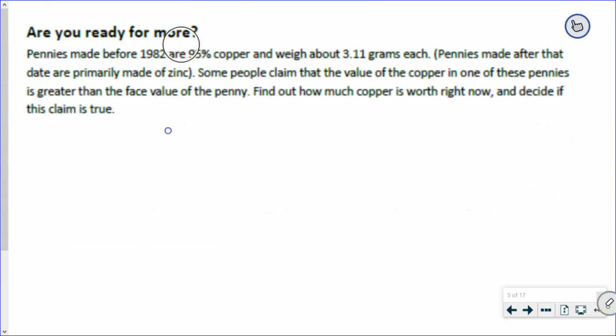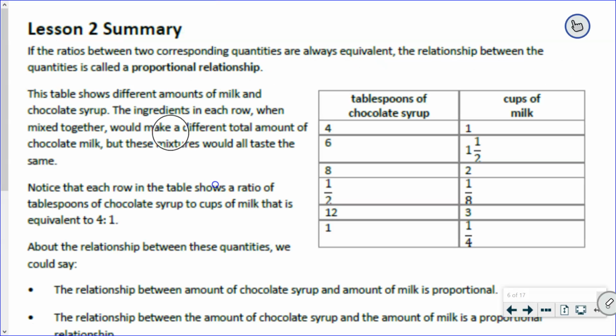Are you ready for more? We're actually going to skip it, because if you are interested, you're going to have to look it up online at home. I'm not going to do that here in class. So if you want to do that, you can, but I am skipping it. Which means that we are ready for our Lesson 2 summary.